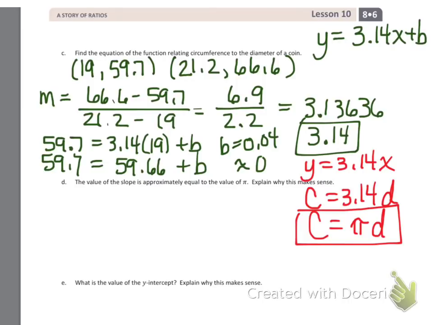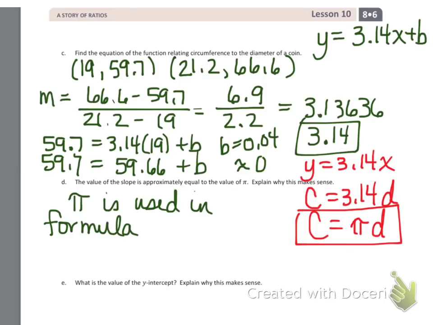Okay, now in D, the value of the slope is approximately equal to the value of pi. Explain why this makes sense. Okay, and so that's kind of what we just talked about, because pi is used in formulas for circles, for area and circumference formulas for circles. So that could be a reason why that makes sense.